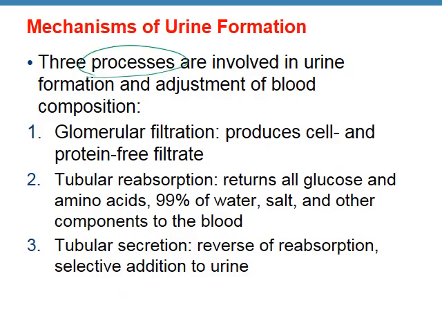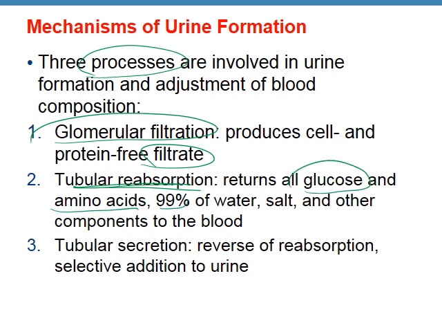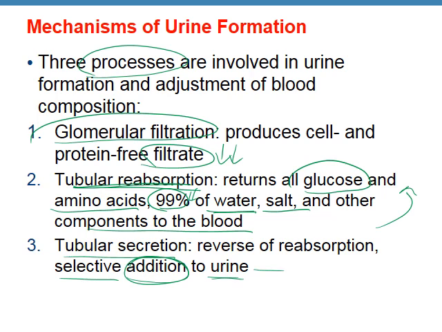So we have three processes going on. The first is glomerular filtration, right? And it produces our filtrate. Then we have tubular reabsorption, which returns all the glucose, amino acids, 99% of the water, salts, and the components of blood that we just got from the filtrate. 99% of it gets put back into the bloodstream via the capillaries. And then we have this third part, which is tubular secretion. So basically, if we want to selectively add anything to our urine or mark it as waste product.